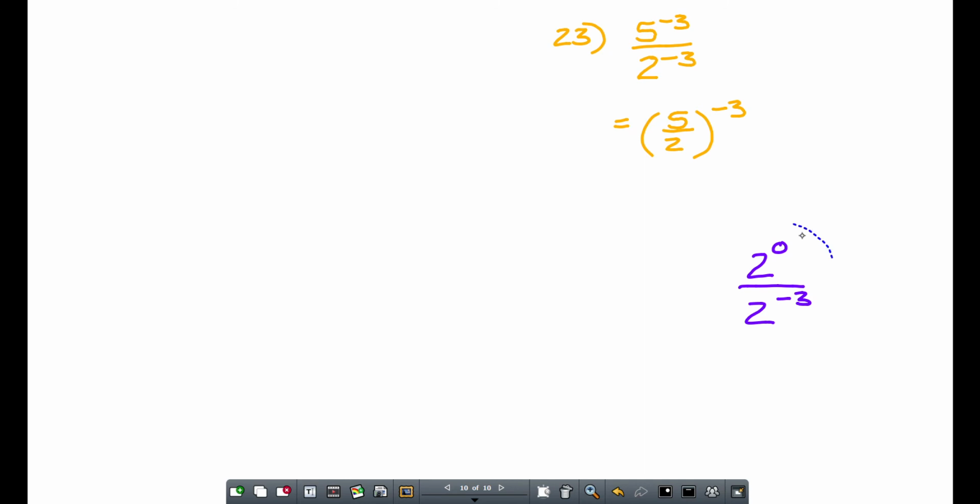Okay, so if you look at this whole thing, it's actually 2 to the power of 0 divided by 2 to the power of minus 3, né? And when base is the same and we divide, what do we do with exponents? We minus, okay? So that will be the same as 2 to the power of 0 minus 3, nee, which will be 0 plus 3, which means 2 to the power of positive 3.